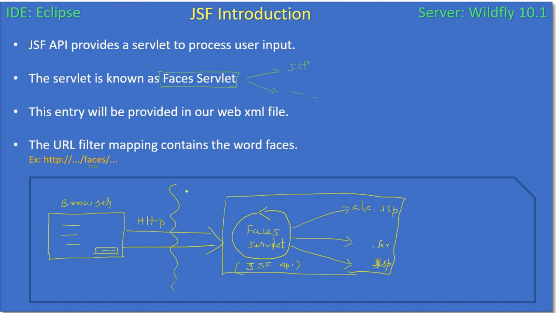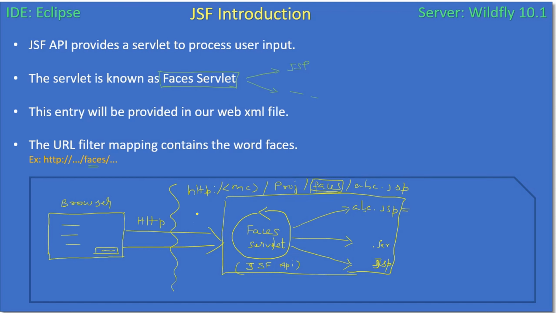Definitely the URL will have HTTP. Let's say this is the machine name and some project name. Then you will see something called faces here. Then suppose if we pick this, then the URL will have abc.jsp.